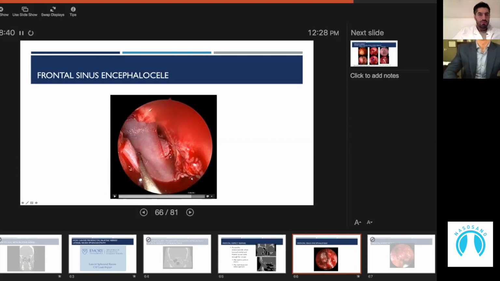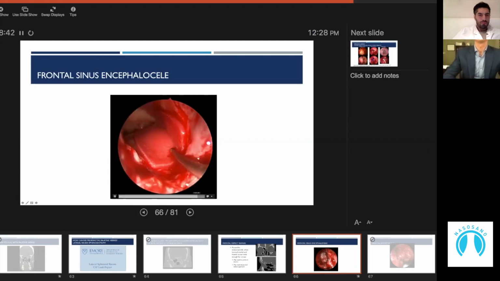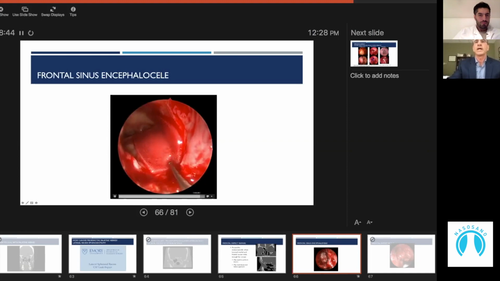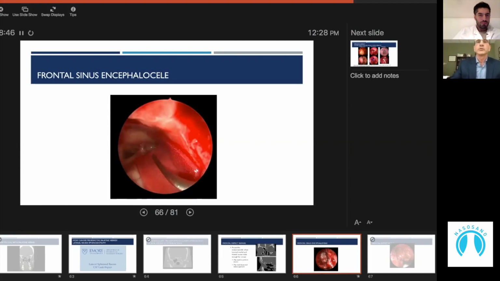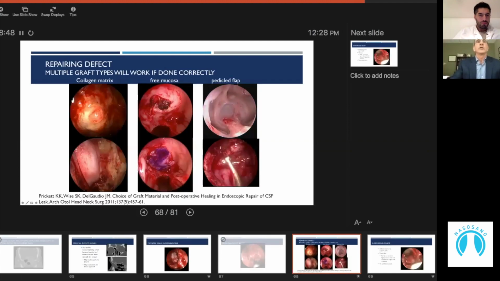Again, this is collagen matrix or dural replacement, and we can see we can do an overlay graft and we get a very good closure. So again, grafting material, we can use collagen matrix, we can use mucosal, and for high flow leaks, we can use septal flaps.